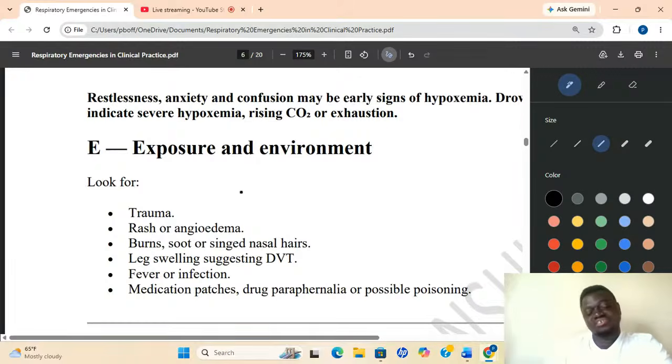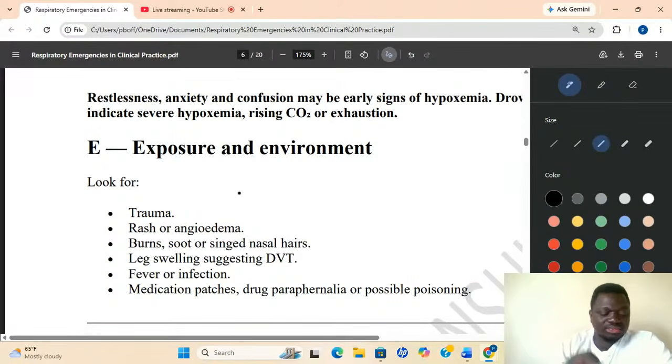Exposure. Yes. So you expose them from head to toe. A nurse must have scissors to cut clothes. You check from head to toe. Is there any skin break? Is there any cut? Some people, yes, the person is having respiratory emergencies.